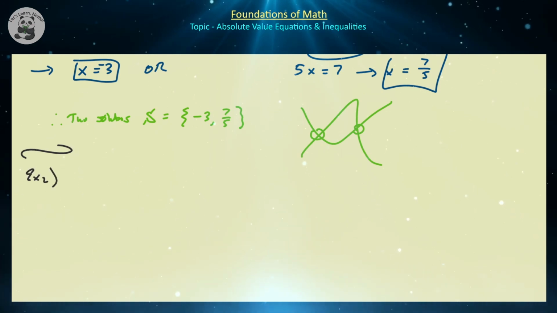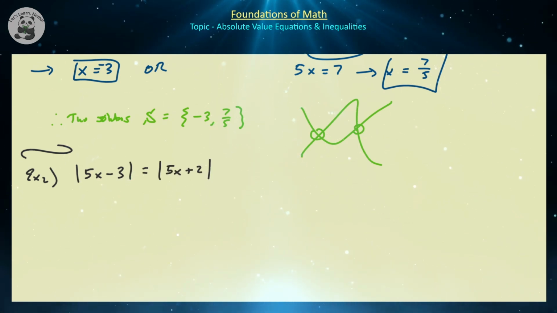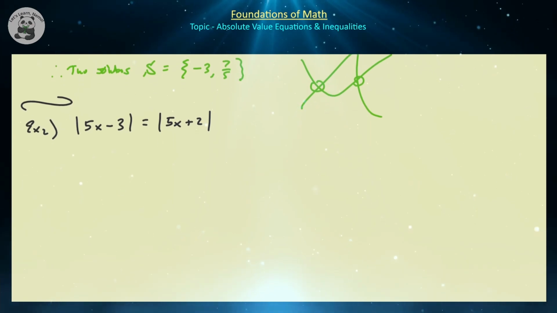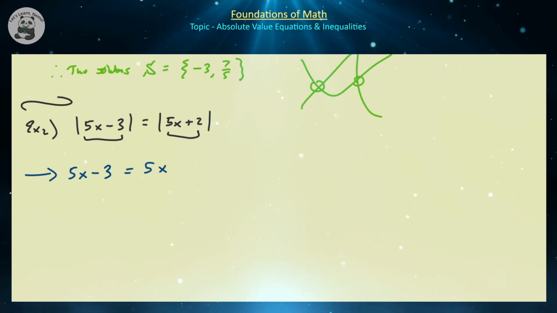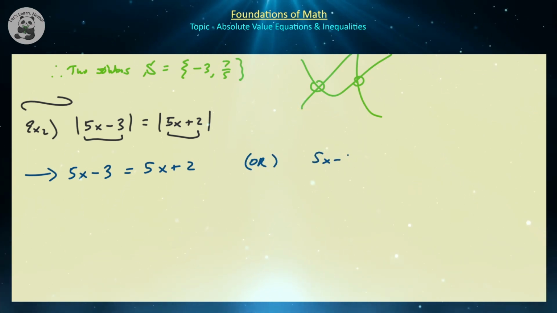Okay, let's just do one example just for fun. Example 2: the absolute value of 5x minus 3 is equal to the absolute value of 5x plus 2. You might want to guess, just by looking at these linear relations on the inside, how many solutions we will have. So what we're going to do is we're going to have 5x minus 3 equals the right-hand side, or 5x minus 3 is equal to the opposite of the right-hand side.